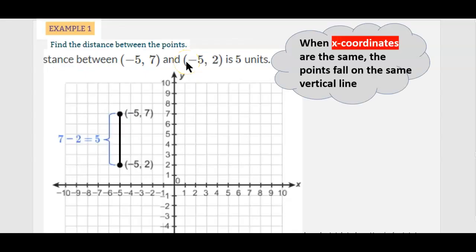First thing to notice is when the x-coordinates are the same, the points fall on a vertical line, vertical up and down. And what are we talking about? X-coordinates. I like to use red, -5, -5. We know that's a straight line up and down. So how do you find the distance between these two?